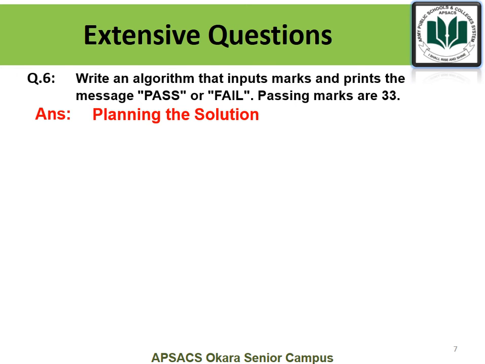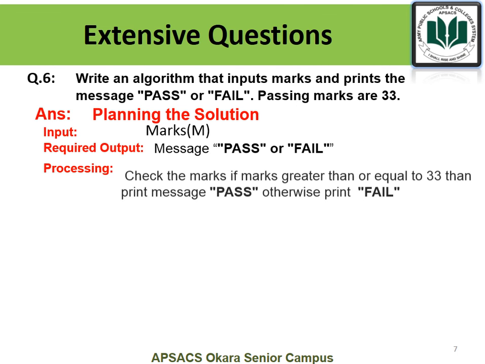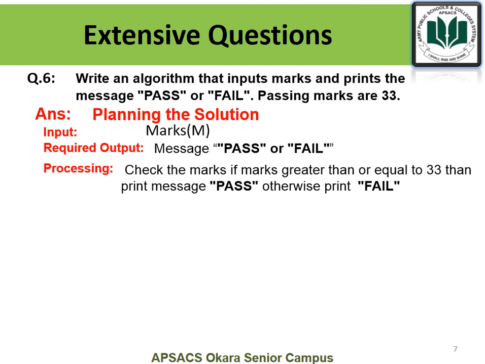So let's start with planning the solution. It will have 3 stages: input, required output, and processing. Input will be your marks and output will be the message pass or fail. And we will process, check the marks. If marks are greater than or equal to 33, then print the message pass, otherwise print fail.